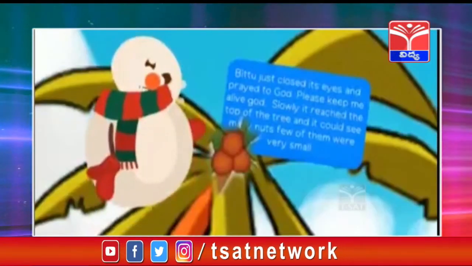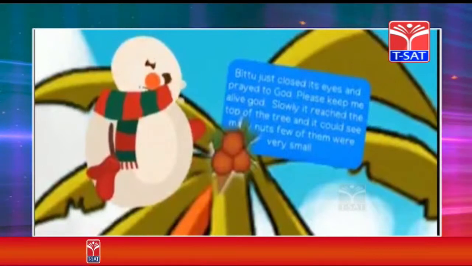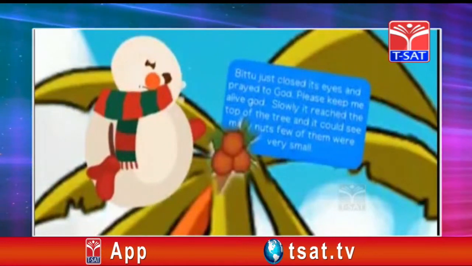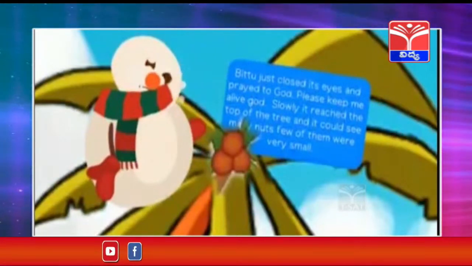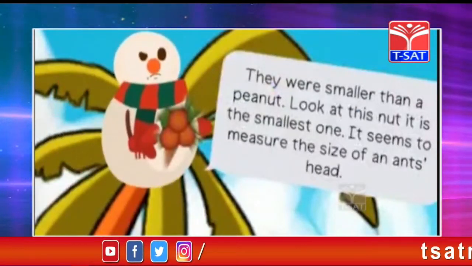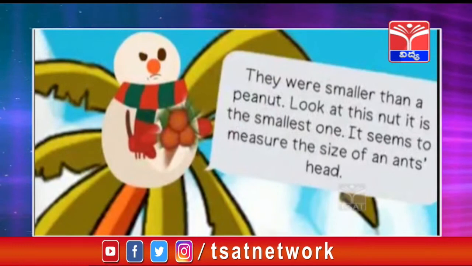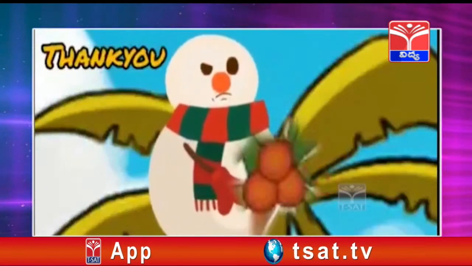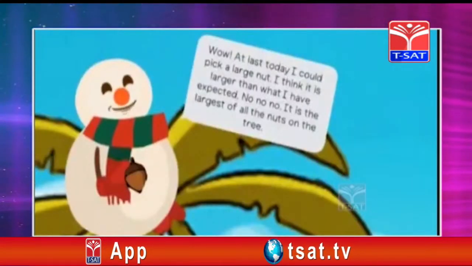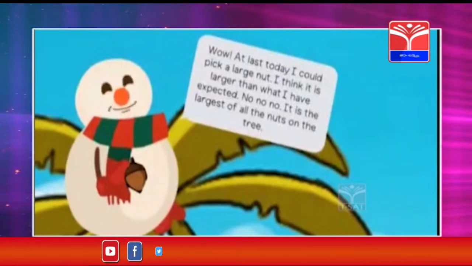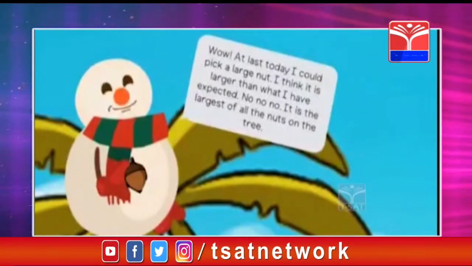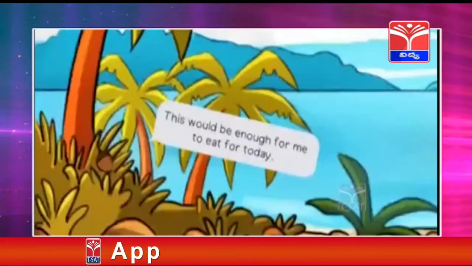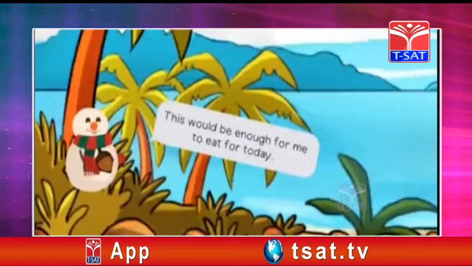Bittu just closed its eyes and prayed to God. Please keep me alive, God. Slowly it reached the top of the tree and it could see many nuts. A few of them were very small. They were smaller than a peanut. Look at this nut. It is the smallest one. It seems to be the size of an ant's head. Wow, at last today I could pick a large nut. I think it is larger than what I expected. No. It is the largest of all the nuts on the tree. This would be enough for me to eat for today.